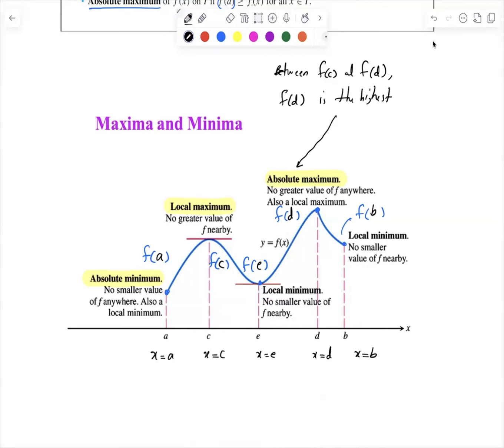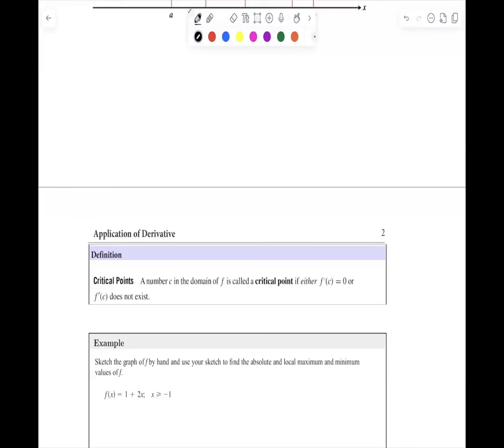Well, f of e is another local minimum, but remember that f of a is the smallest of all. There is also a local minimum at b. F of b is also a minimum value for the function, and it is a local one.